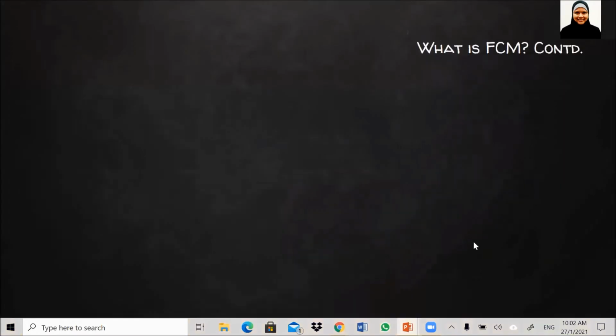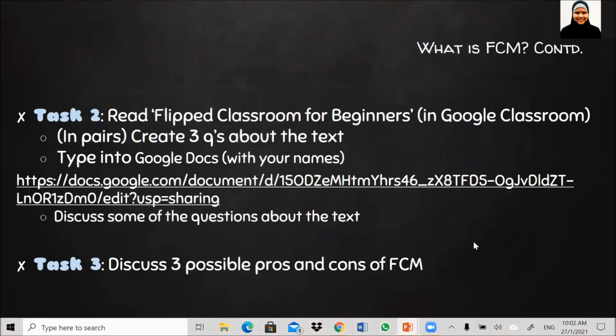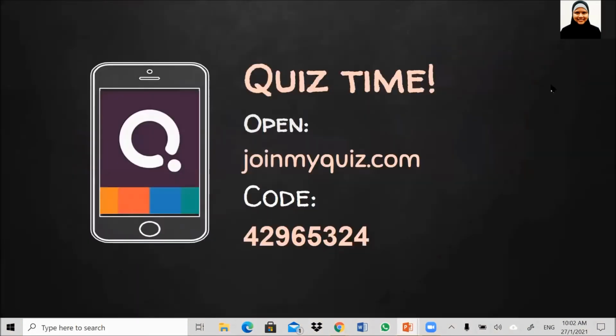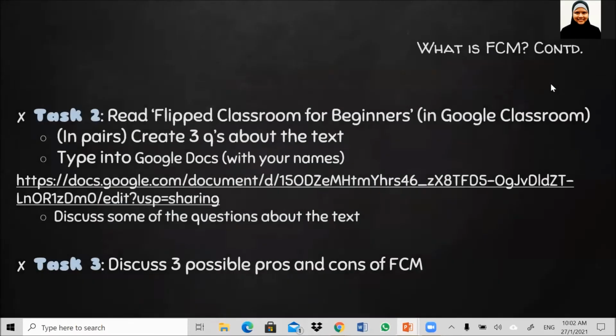So, just off the top of my head, or off the top of your heads, what do you think would be the pros and cons? Internet access is the number one problem, isn't it? If you haven't got internet, you're stuck, unless you do the book idea that I shared with you earlier. One of the pros is that students are active.